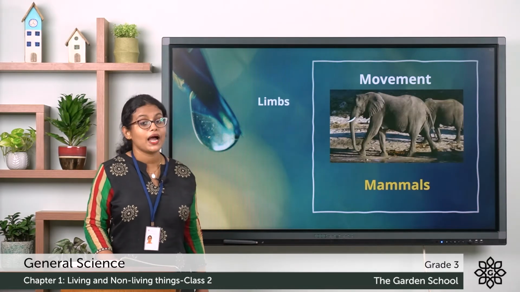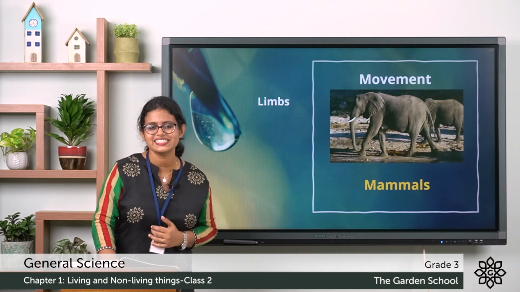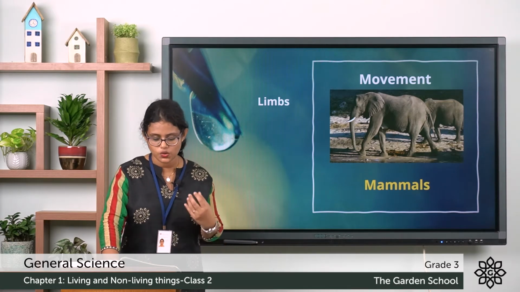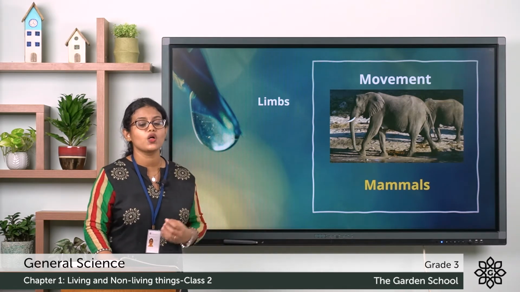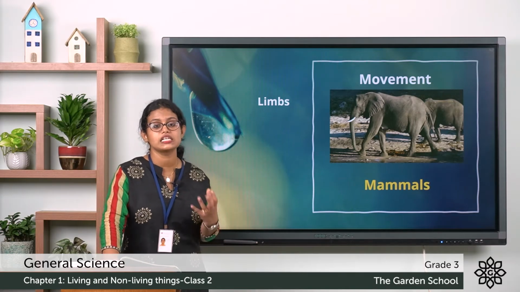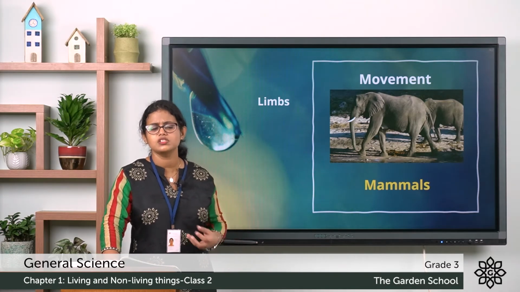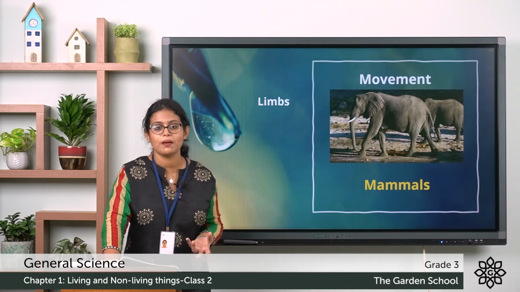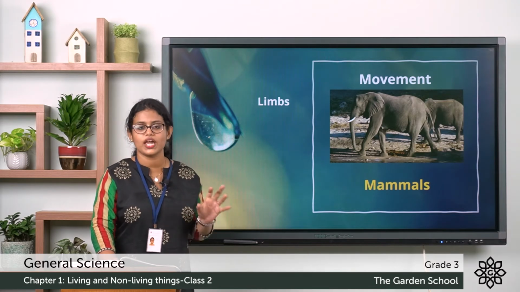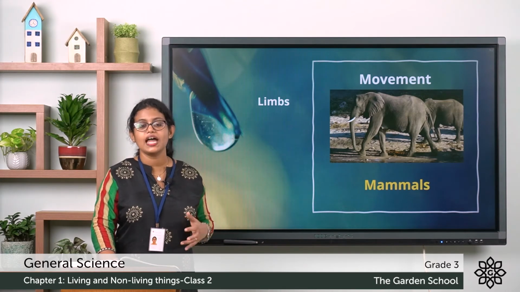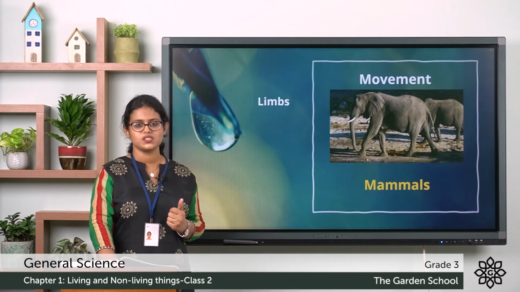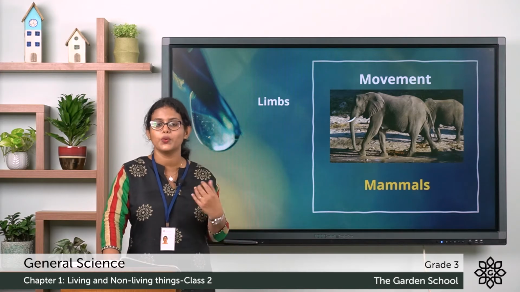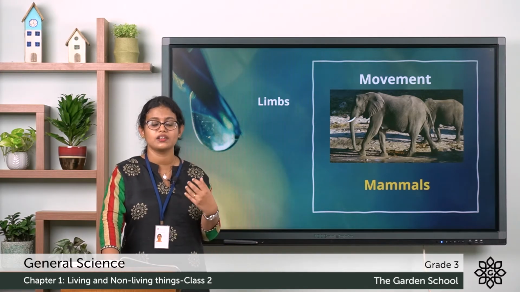Then, mammals. Have you heard of this term, mammals? Mammals are animals that have hair on their bodies. Such animals we call mammals. For example, elephant and tiger are examples of mammals. And most of these mammals have limbs. Hands and legs together, we call limbs. And they move with the help of their limbs. So, different animals move in different ways. Some have legs and wings, some have wings, some can run faster.